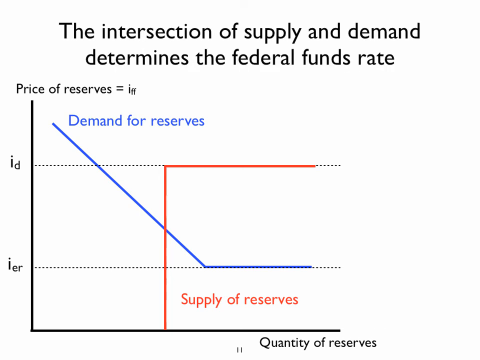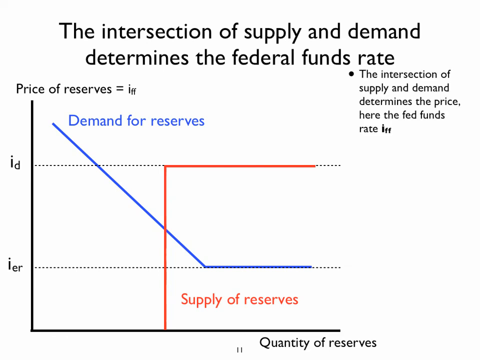Well, as in any other market, so this looks a little weird. The point is that the scissors help refine where this equilibrium is going to be. But as in any other market, the intersection of supply and demand determines what the Fed funds rate will be. So here that's going to be the Fed funds rate. That's the intersection of these two things.